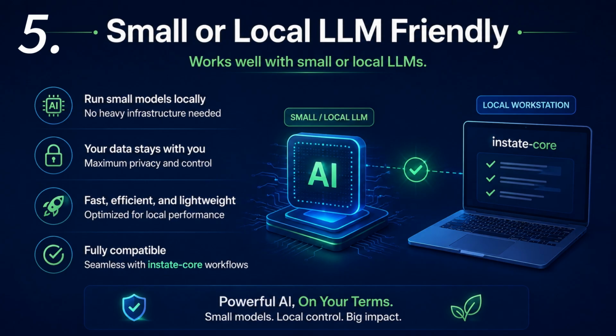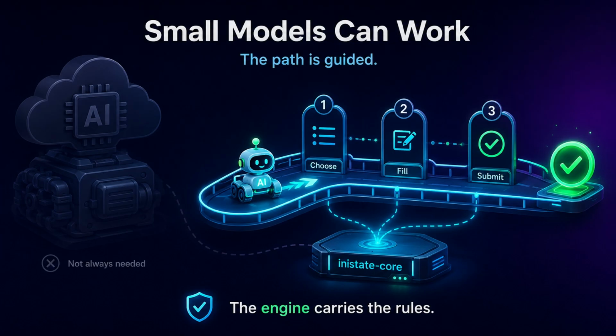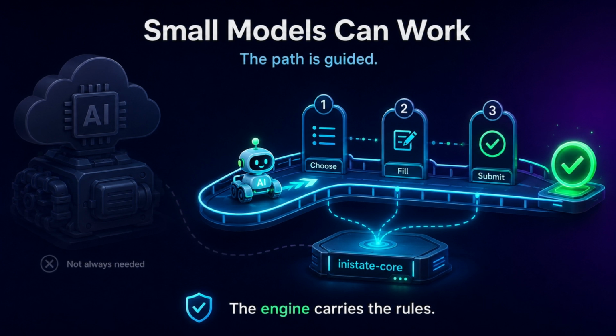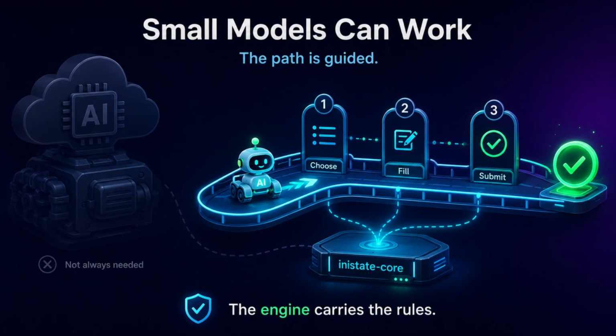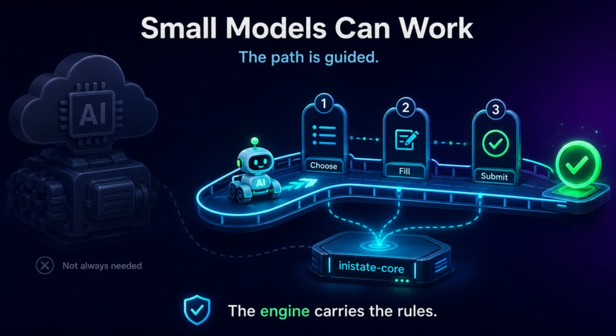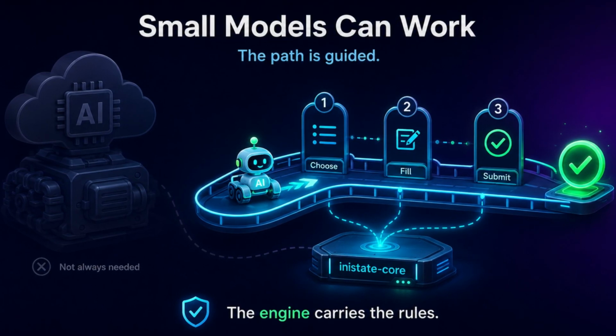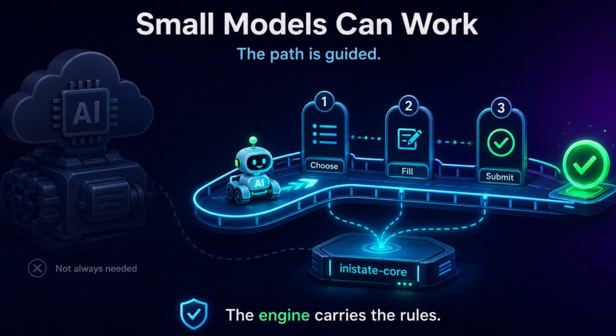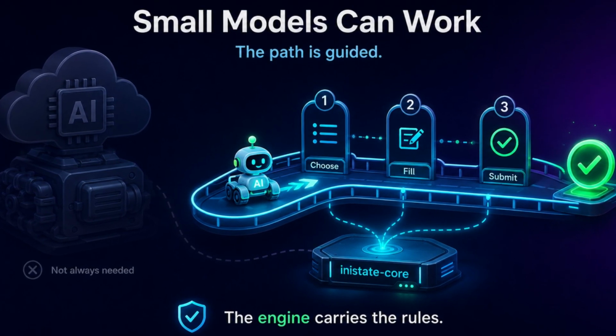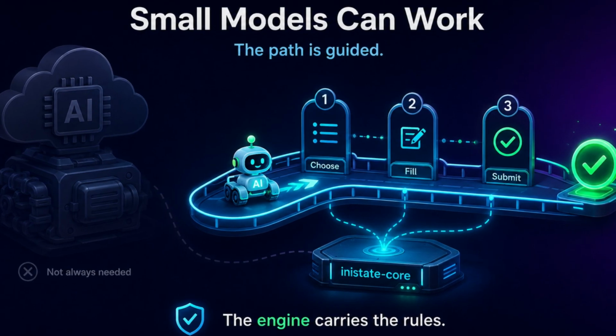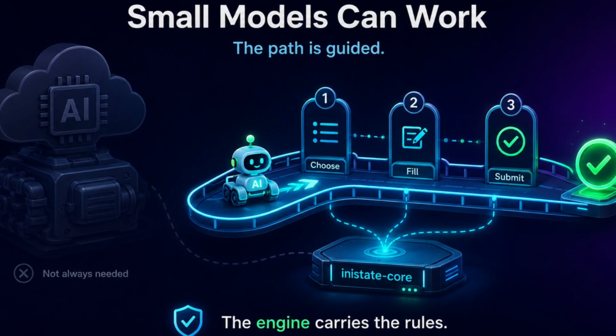Lastly, Inistate Core is friendly to small or local LLMs. Because the engine handles the workflow rules, the model has a smaller and clearer job. It only needs to choose from the available activities, fill in the typed fields, and retry when the runtime returns an error. That means the workflow does not always need the strongest cloud model to operate. It can also be driven by smaller or locally hosted models.